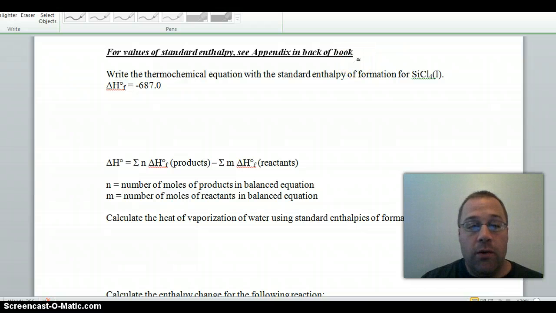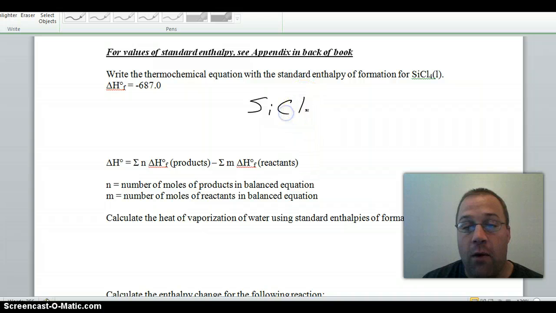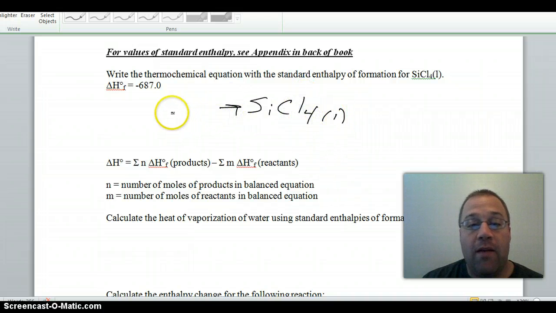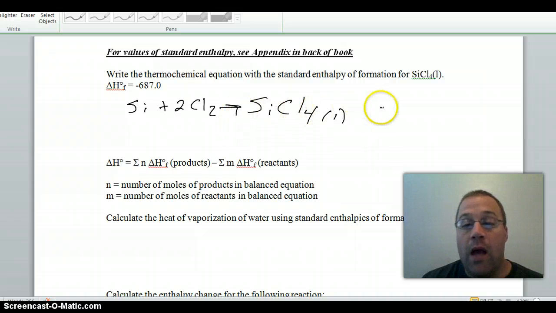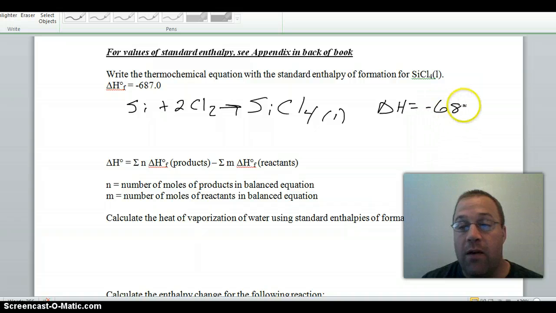So what you need to do in this, first thing here says just write a thermochemical equation that shows this. So you want to show the formation of SiCl4 liquid. So if we guess what makes SiCl4, I'm guessing most of you could come up with Si and Cl, which chlorine in its elemental form is Cl2, and there'd be 2 of them to balance out the equation. And all the thermochemical equation would say is that delta H equals -687.